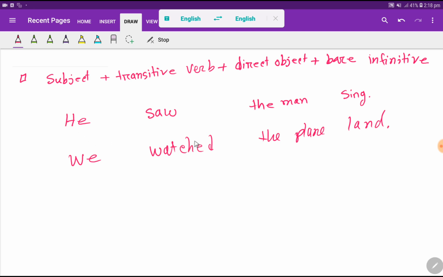Okay. So sentences of this pattern express a completed activity, right? In this pattern, an infinitive is used without to. Look, I heard her sing, not to sing. Right? I heard her sing, not to sing.